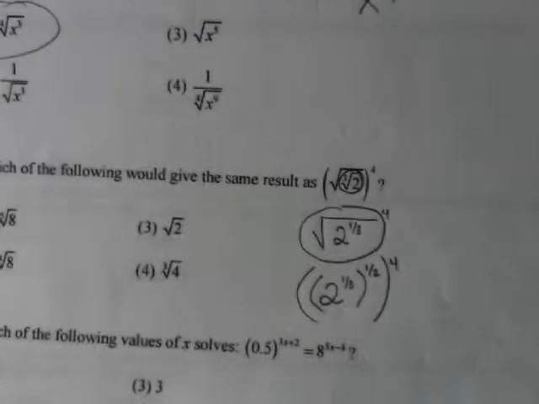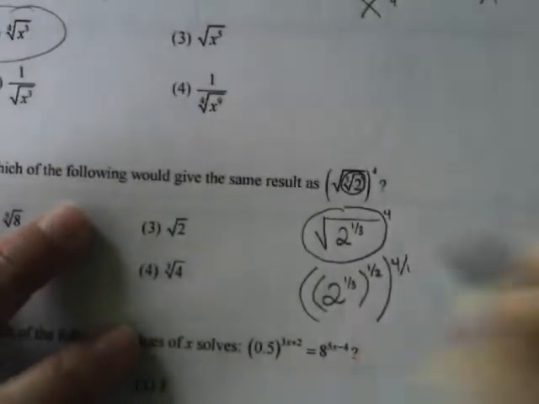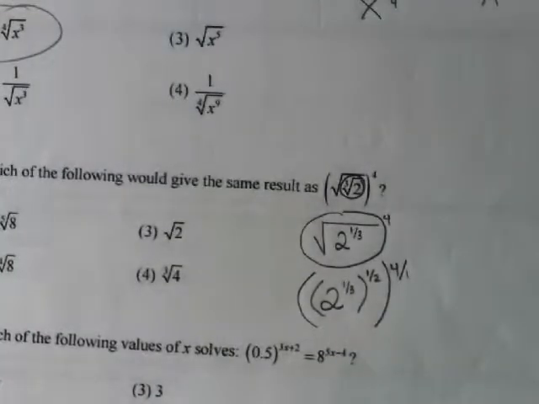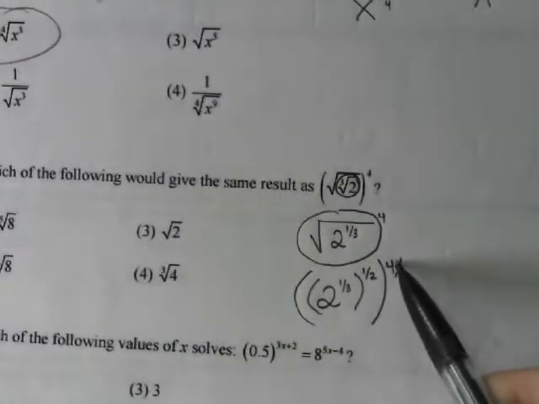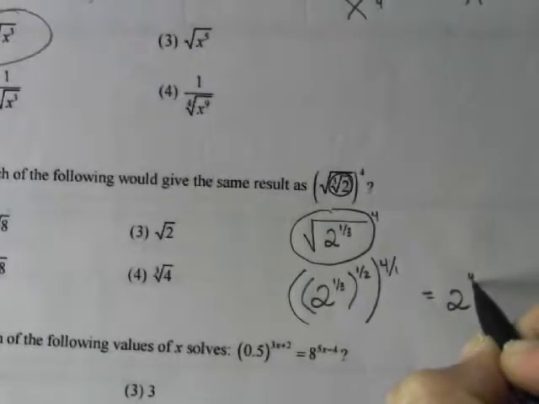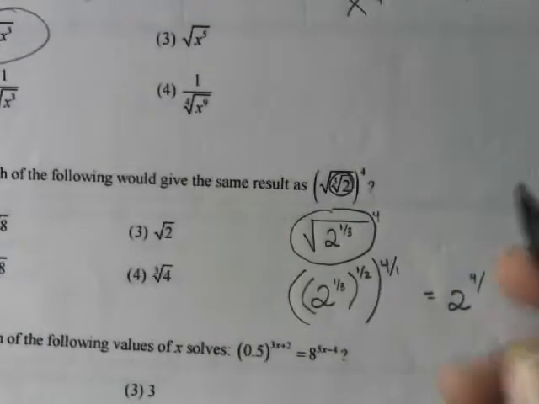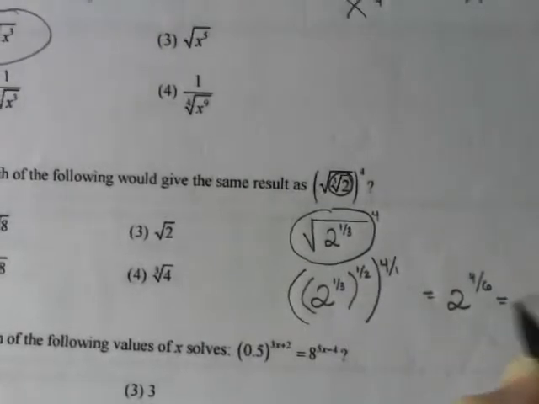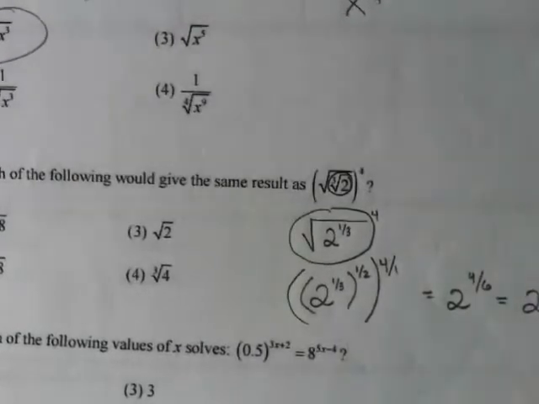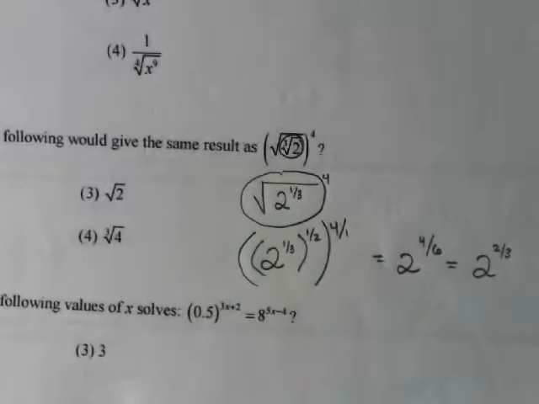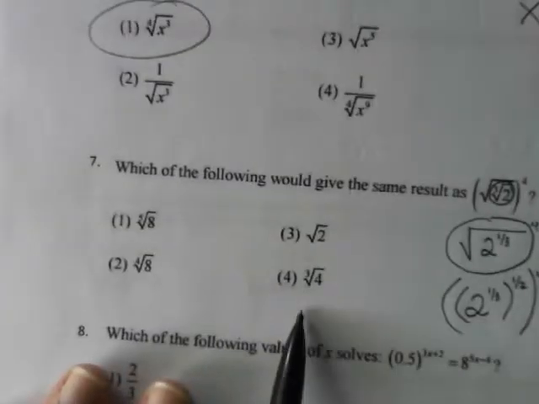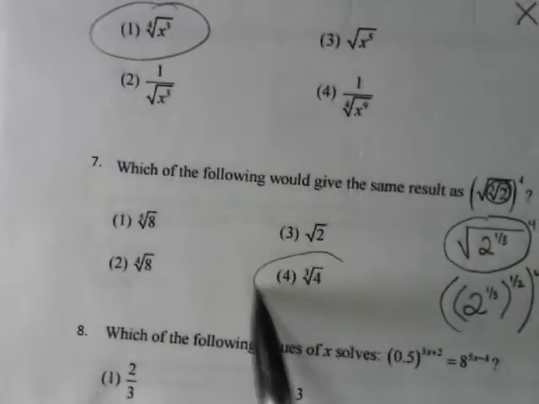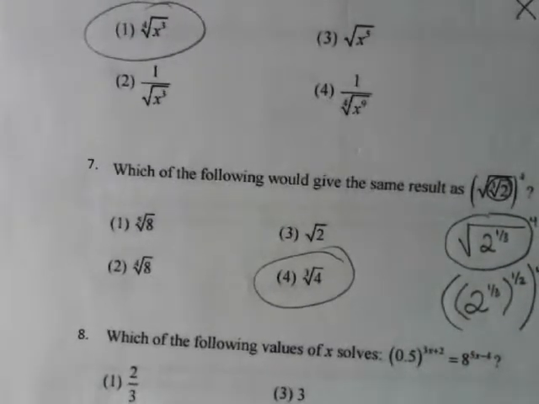So 1/3 times 1/2 times 4/1. We're multiplying fractions, no need for a common denominator. The numerator is 1 times 1 times 4 is 4, over 3 times 2 times 1 is 6. So that ends up being 2 to the 2/3 power because 4/6 reduces. And then the denominator is 3, so it's the cubed root of 2 squared. And 2 squared obviously is the same thing as 4, so it's the cubed root of 4.